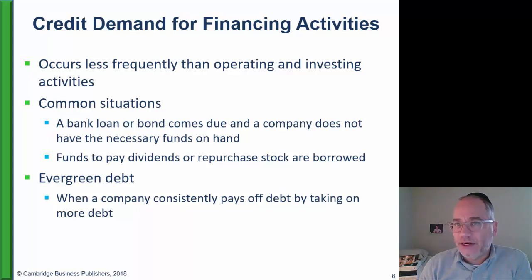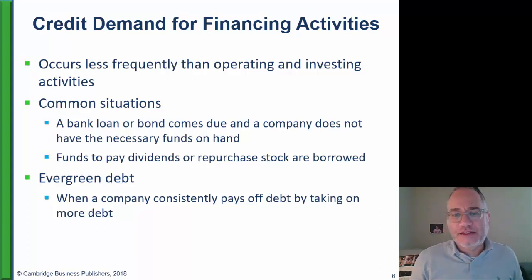So they're actually borrowing money, but the only time they pay it back is when they borrow more money to cover the old debt. And this is very common. There's nothing wrong with this. The book here, they call it Evergreen Debt. They consistently pay off the debt by taking on more debt.